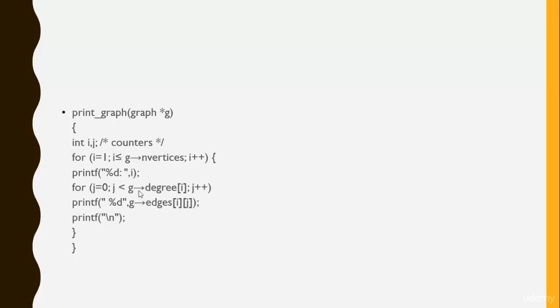Printing the associated graph is now simply a matter of nested loops. So you use nested loops: for i = 1, i <= g->nvertices, i++, printf("%d: ", i). For j = 0, j < g->degree[i], j++, printf(" %d", g->edges[i][j]).